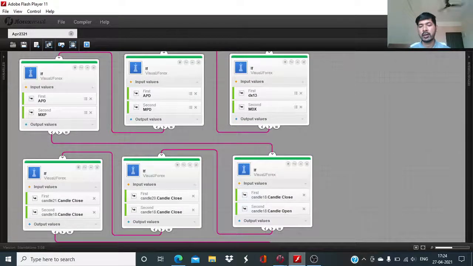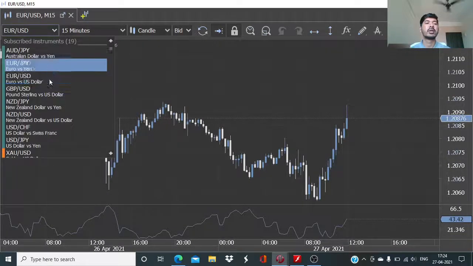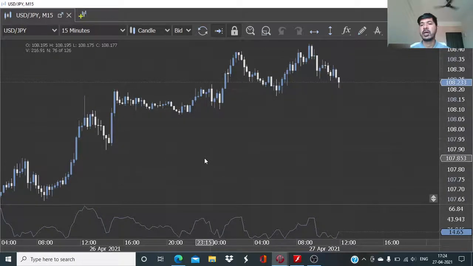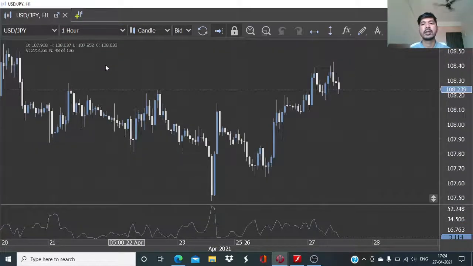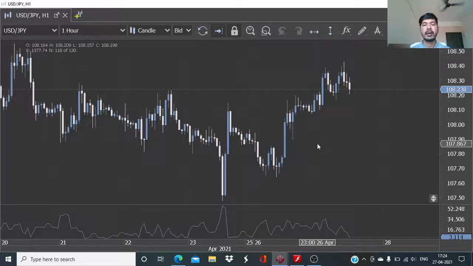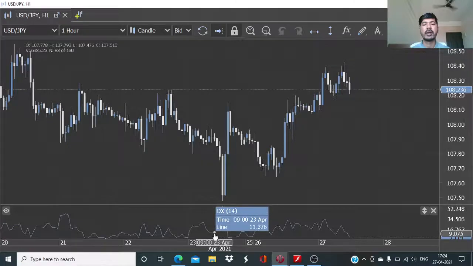Now let us head to the JForex platform, where I will explain to you. This is the Euro USD chart, so I will change it to USD JPY, and this is the USD JPY chart of 15 minutes. Let's change it to hourly. And here I will briefly explain to you the logic behind the execution of the sell trade.